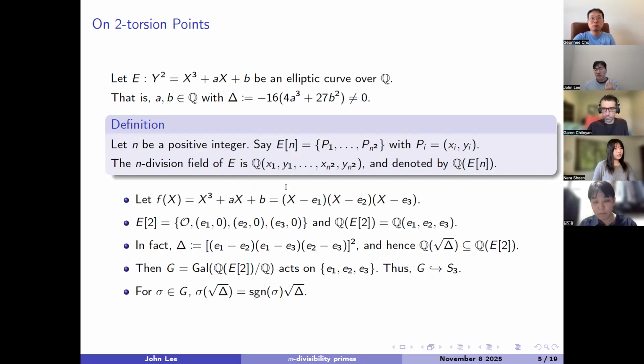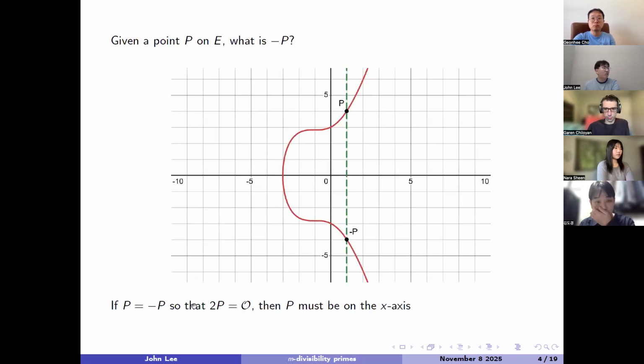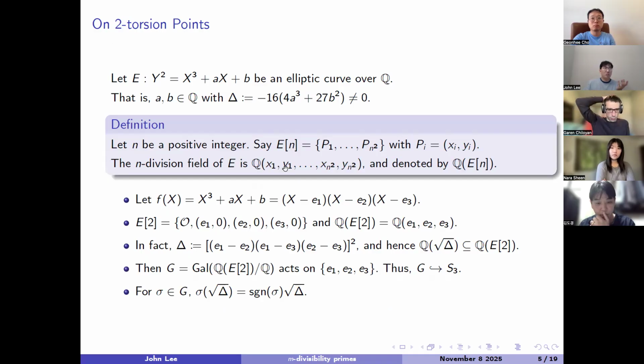And as we saw in the previous slide, if it is a non-trivial 2-torsion point, the y coordinate should be 0. It should be on the x-axis. So in this case, y1, y2, y3 are all zeros. So the 2-division field is Q(e1, e2, e3); we just need to introduce these three numbers.